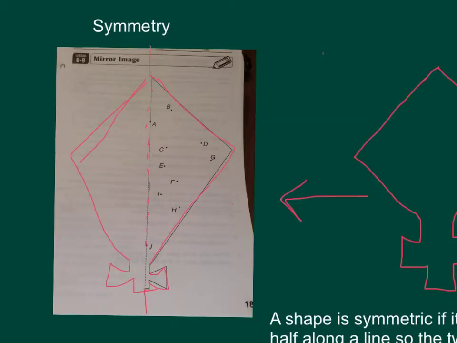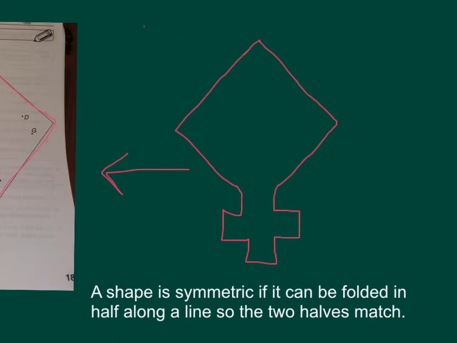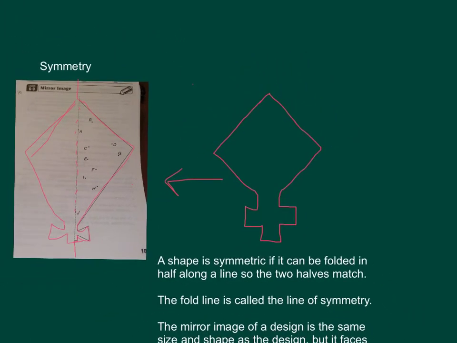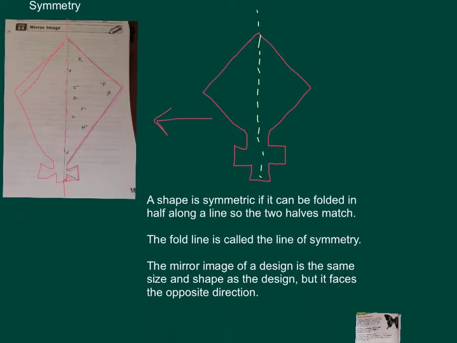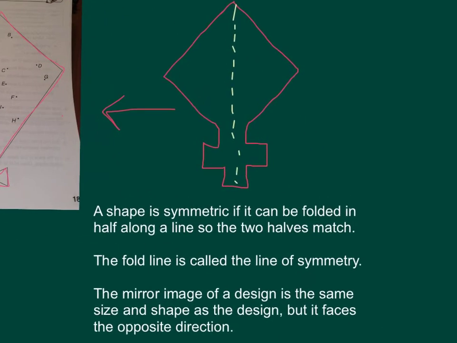A kite has symmetry because it can be folded down the middle and both sides are the same. This would be if we were to fold it down the middle. So a shape is symmetric. We would say the word symmetric if it can be folded in half along a line so the two halves match. The fold line is called the line of symmetry. So that yellow line that I did right there, we call the line of symmetry.